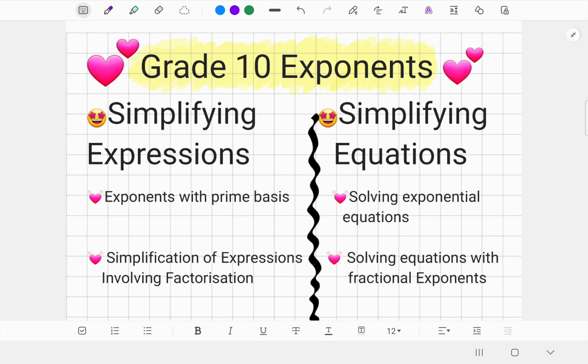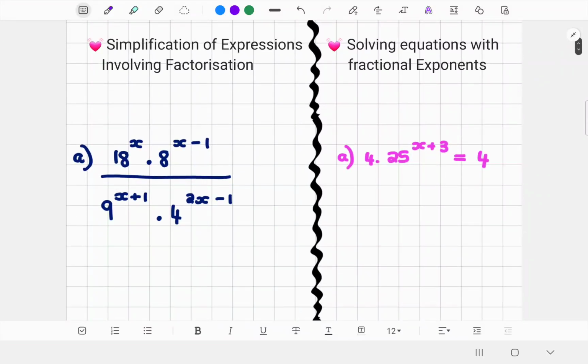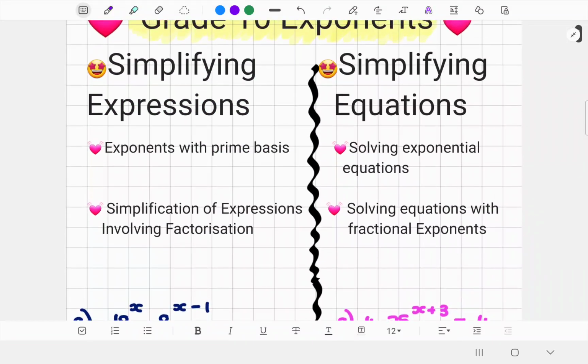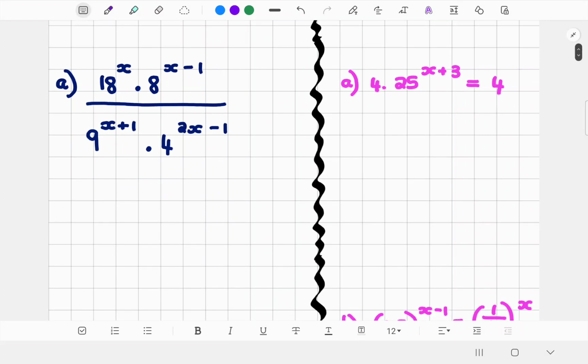I'm going to keep this going and we're going to move all throughout doing the different sums. First of all, I'm going to do the left-hand side, which is simplifying expressions. So exponents with prime bases. What I've taught my students is, every time you see a number with an exponent at the top, with a variable x, we have to change it into a product of its primes.